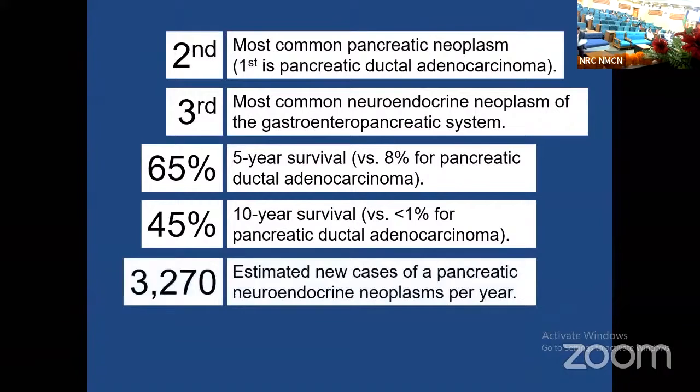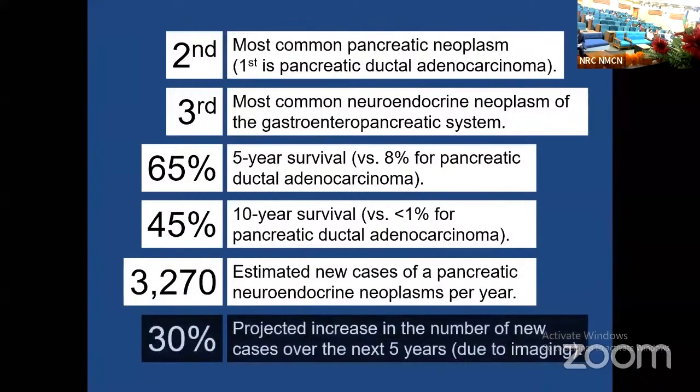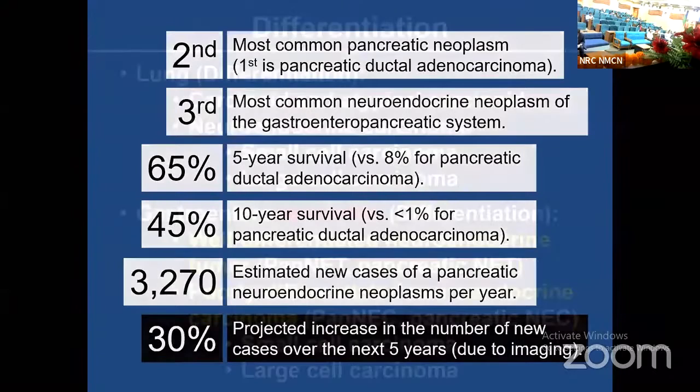Pancreatic neuroendocrine neoplasms are considered a rare disease, and in the United States, the incidence is approximately 3,000 patients per year. But it's projected that there will be a significant increase in the number of new cases over the next 5 years, likely due to incidental and indolent lesions being picked up with increasing use of radiographic imaging.